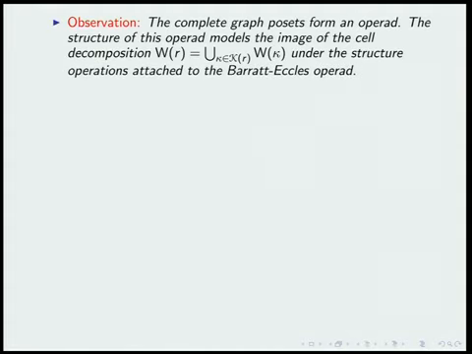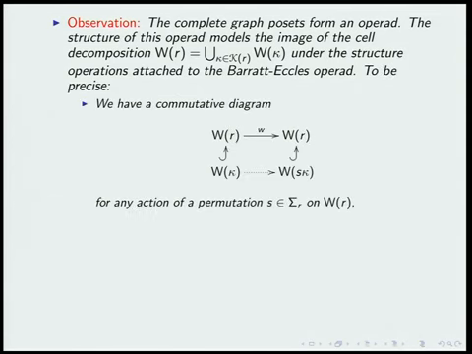I have to explain that the complete graph poset also inherits an operad structure. Okay. Which models the image of cells under the composition operations attached to the barratt-eccles subpath. So this means the following. First, if you look at the action of a permutation S in sigma R on WR, then you see that the action of this permutation maps the cell WK to the cell WSK for some poset element SK associated to K. So this gives the action of S on the poset.